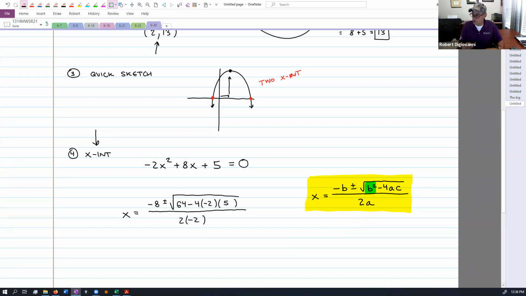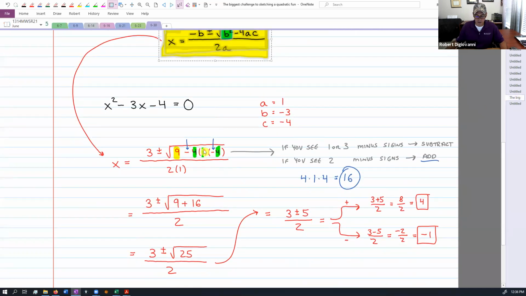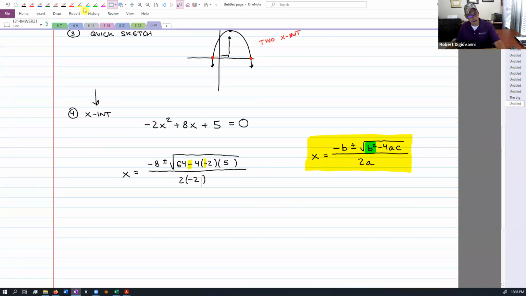Just one more thing, Katrina. Underneath the square root, how many minus signs do you see? 2. You see the 2 right there? I said in the previous note that when you're looking at these signs under the root, if you see 2, we're going to wind up adding the number we get here. So I'm going to take these numbers, 4, 2, and 5, and I'm not even going to care about their signs: 4 times 2 times 5.